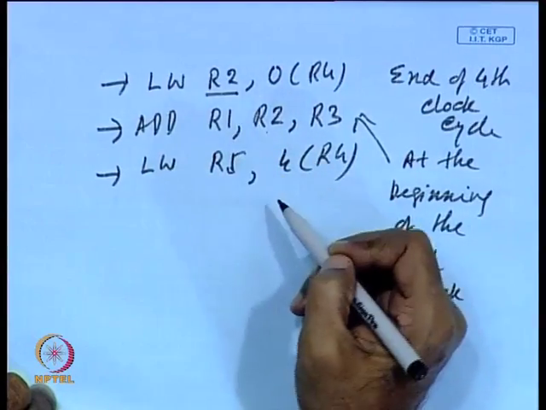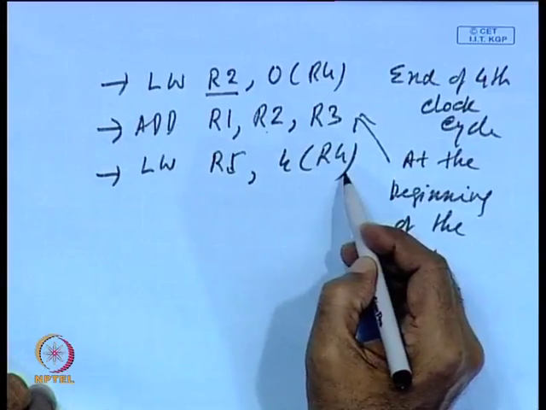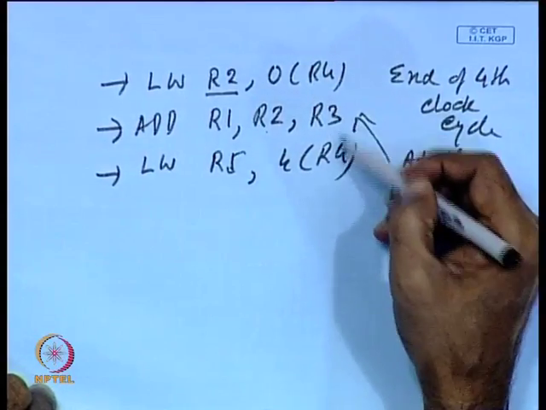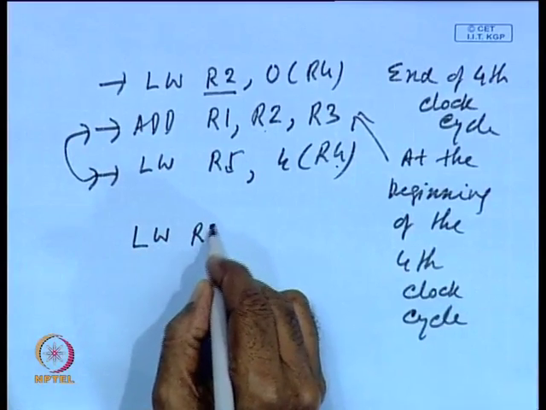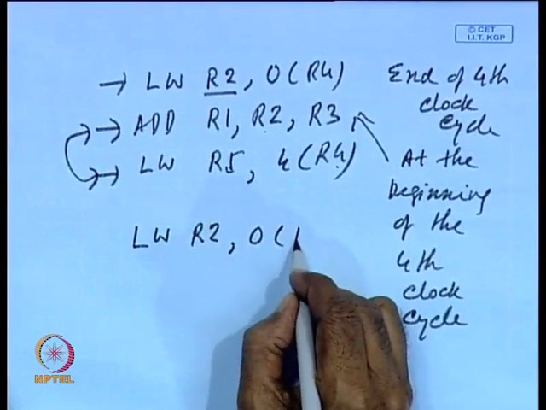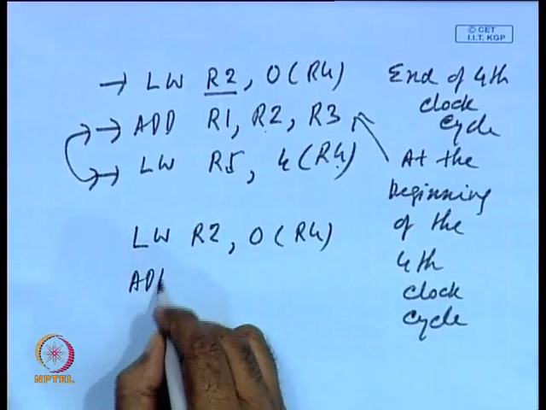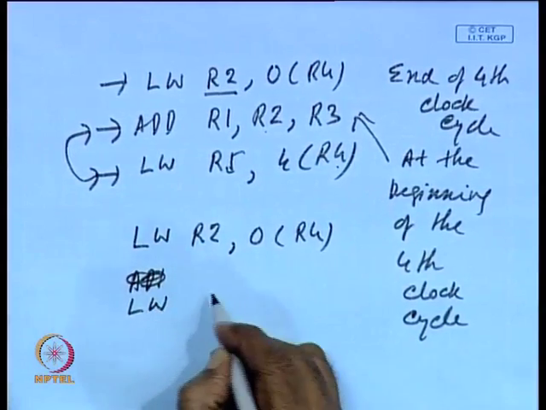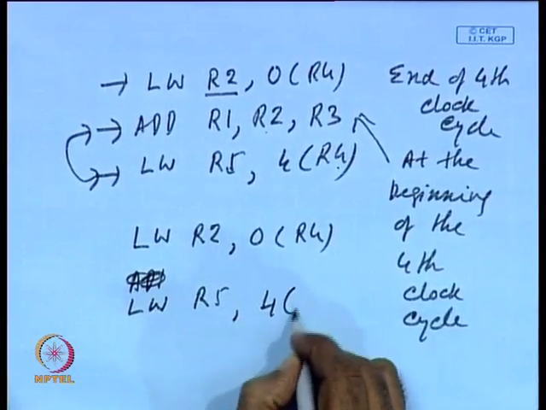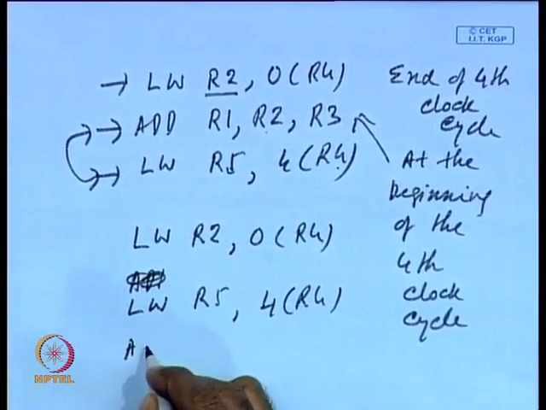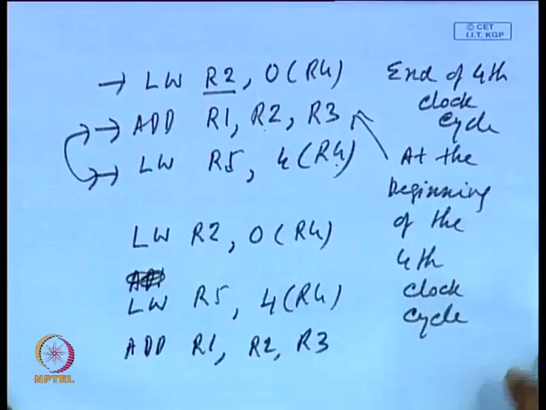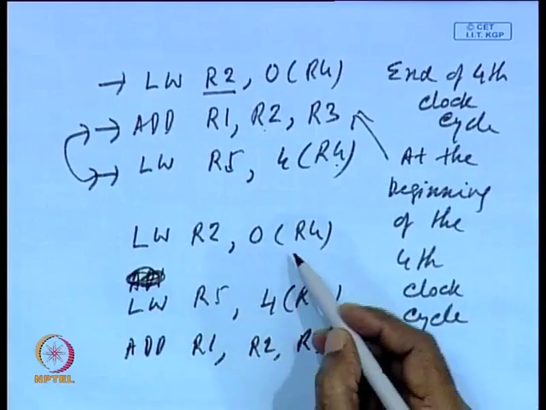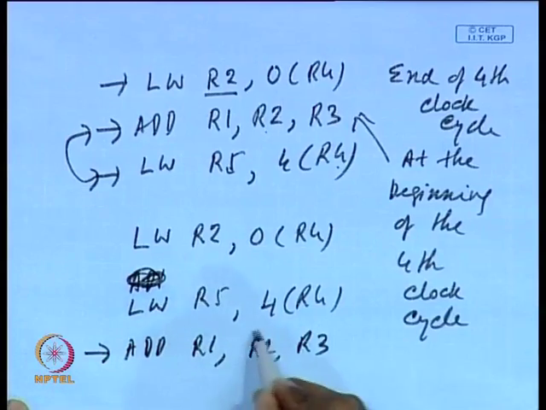So, this particular instruction is independent. If we consider the three instructions, we find that this instruction has no dependency on the previous two instructions. So, these two instructions can be interchanged. If these two instructions are interchanged, that means if we write in this manner: load word R2, 0(R4), then add, then the second load instruction, load R5, 4(R4), and if the reordering is done in this way, R1, R2, R3.